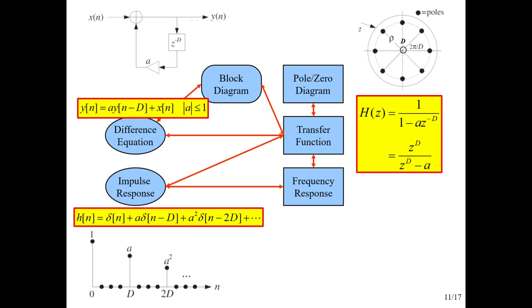And then we can also get the impulse response. So we can go from this form, we can just do our standard, or even this form, depending on the table that you have.